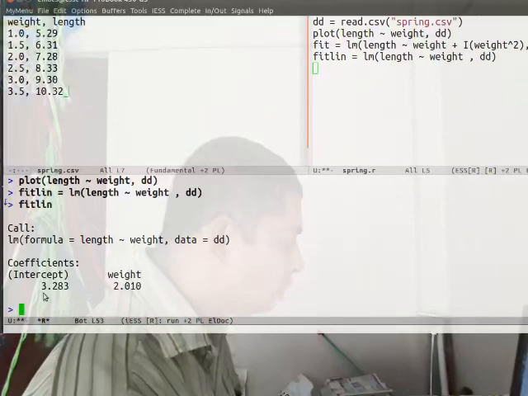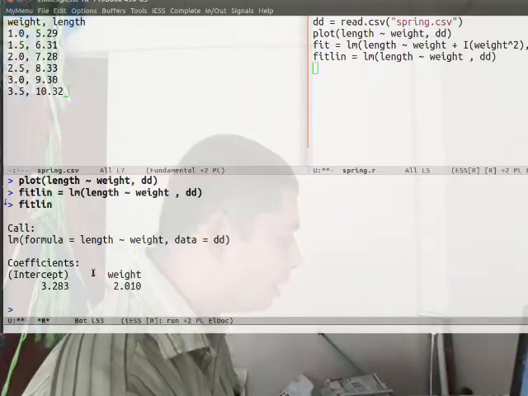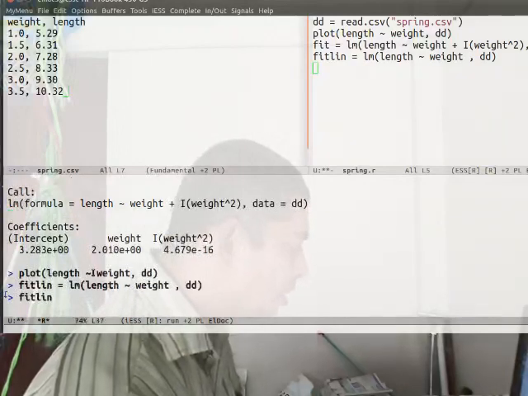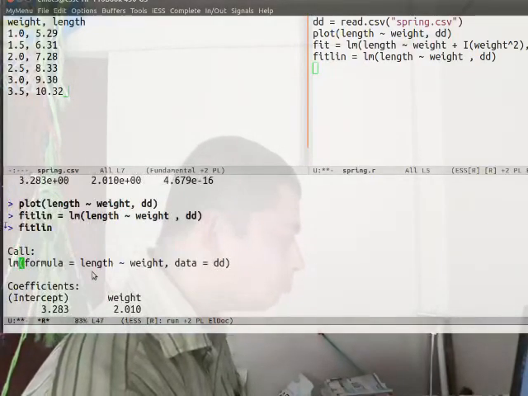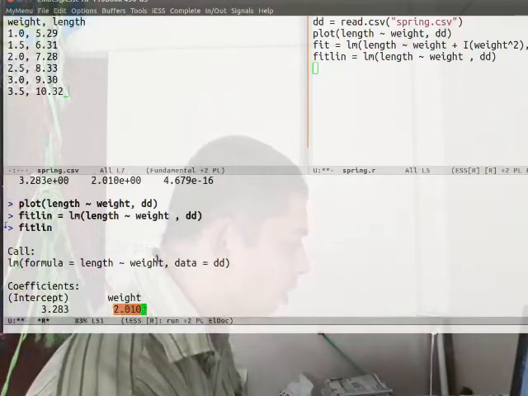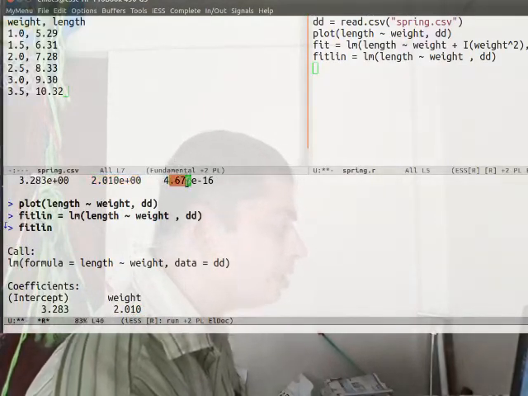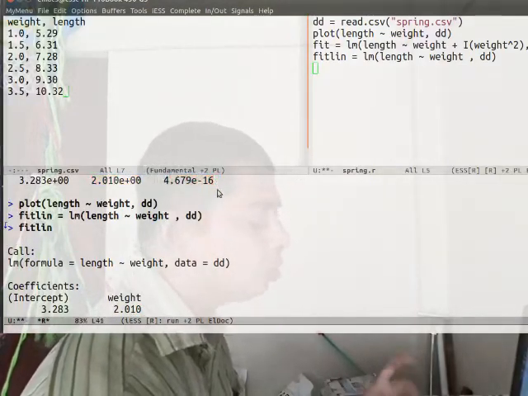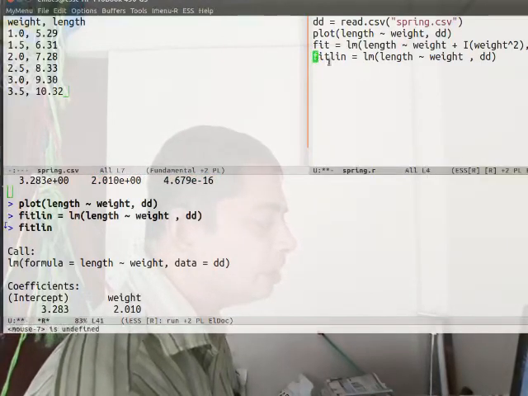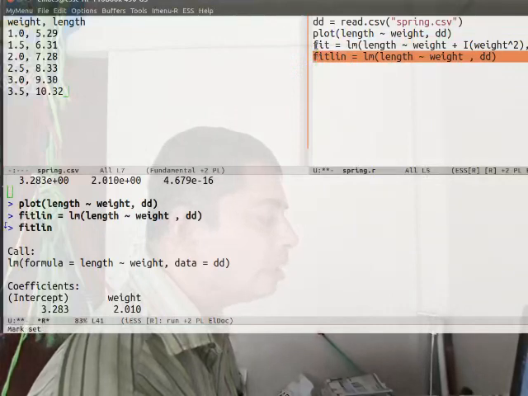Here I see 3.283, and what was the thing that I saw earlier? 3.283. Well, same. And here I have 2.010, and here also I have 2.010. So effectively this is not playing any role whatsoever. So possibly I will keep this fitlin and then remove this fit.